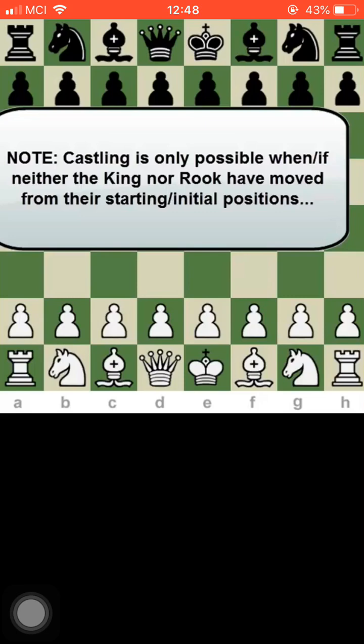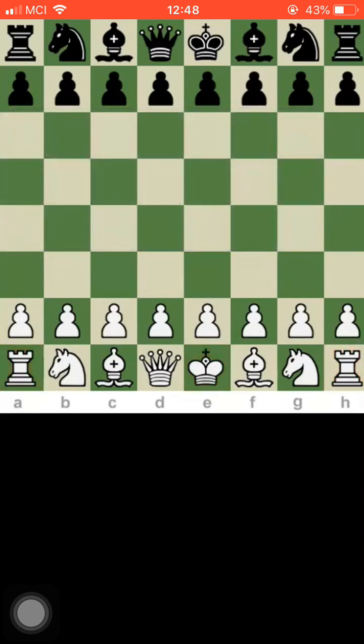Castling is only possible when you have not moved the king or the rook from their starting positions. Remember that.